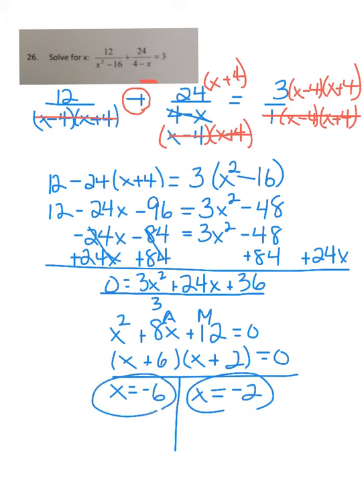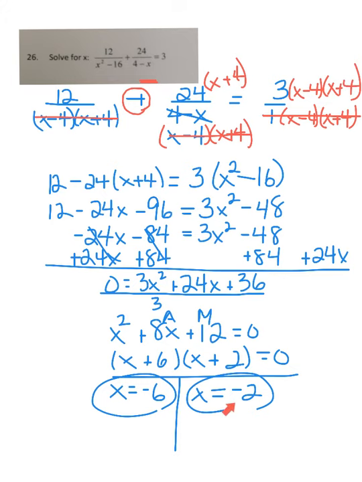All right, now remember what I said on number 25. You want to be careful and you want to check your answers and just make sure that they don't make the denominator of any of those fractions equal to 0. So let's plug in the negative 6 here. Well, negative 6, if I square that, is 36. And 36 minus 16 isn't 0, so that's good. Here, 4 minus negative 6, that's not going to give me 0 either, so that one's fine as well.